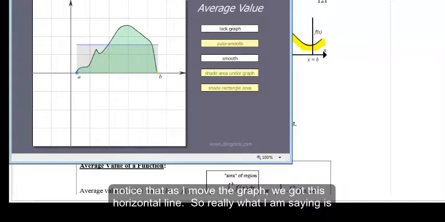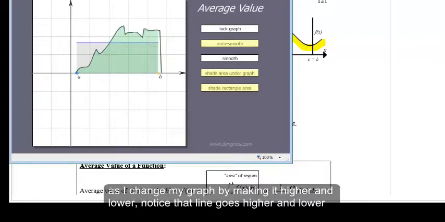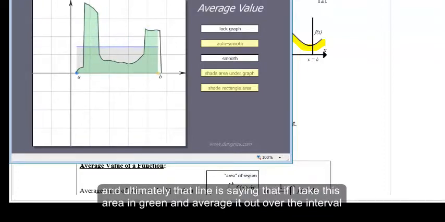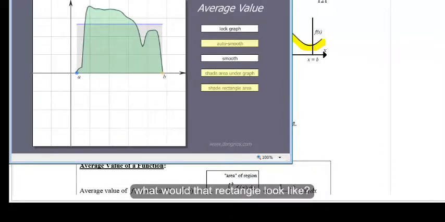Notice that as I move the graph, you get this horizontal line. Really what I'm saying is, as I change my graph by making it higher or lower, notice that line goes higher or lower. Ultimately that line is saying, if I were to take this area in green and average it out over the interval, what would that rectangle look like? And that's what this shaded gray rectangle is.